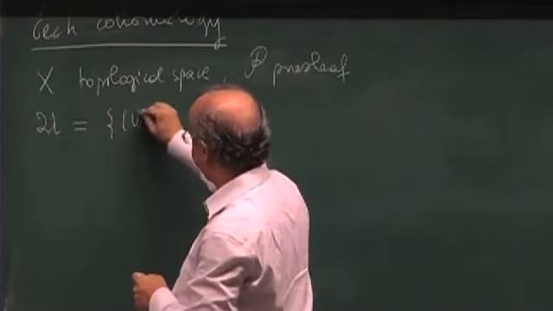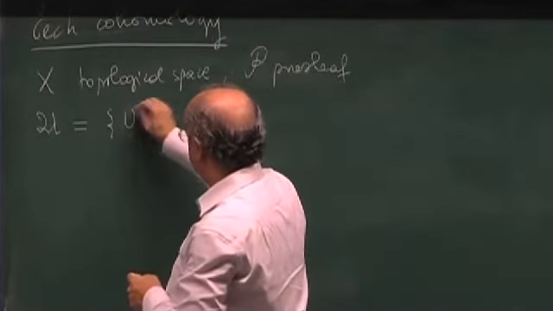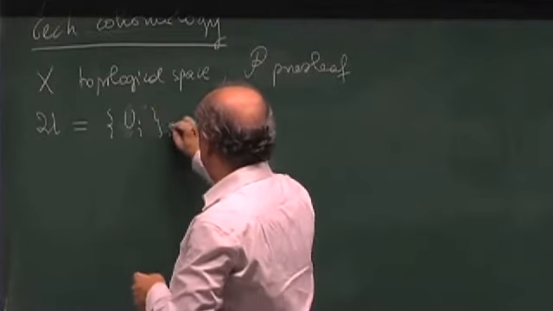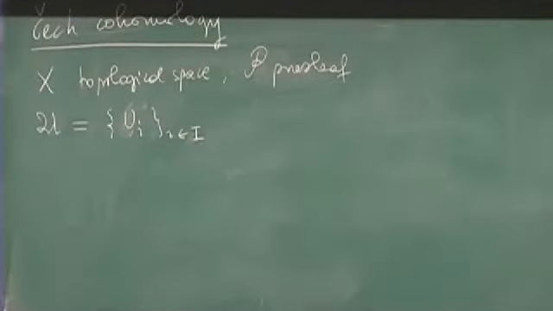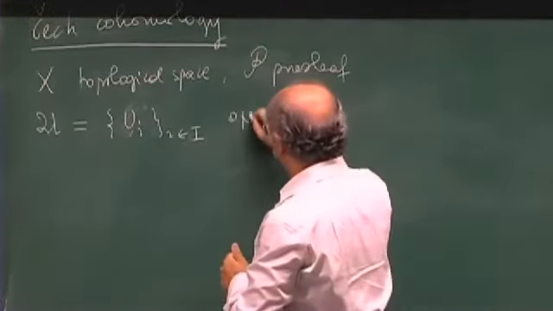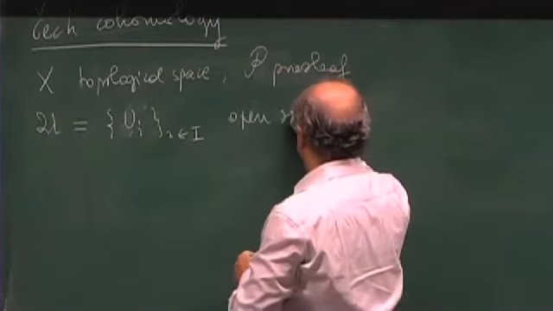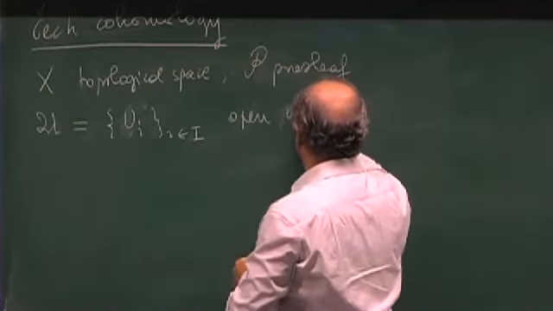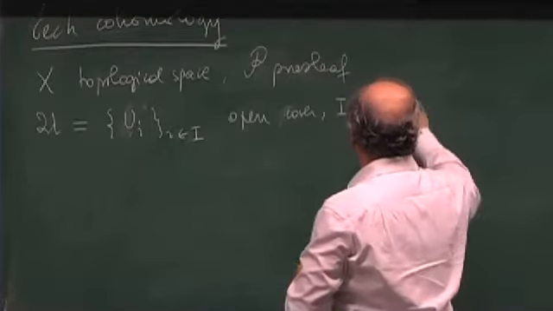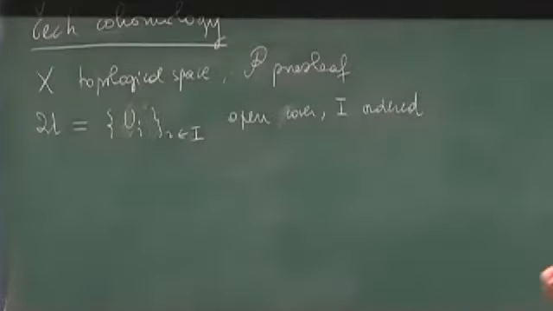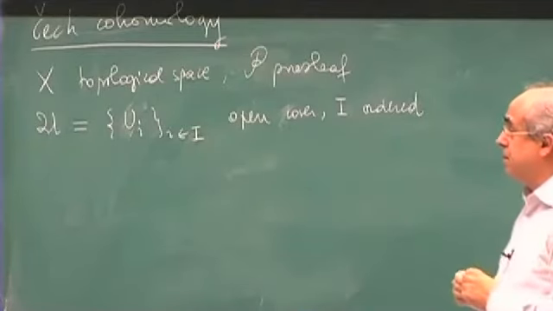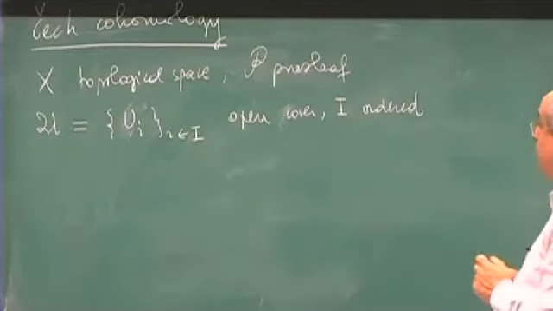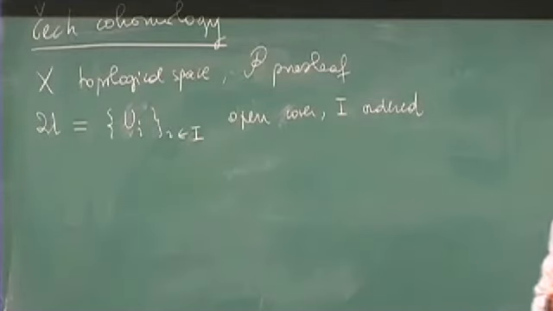So this will be something like this. We have an open cover which is labeled by some index set, and we assume this is ordered. Totally ordered. And then to define a cohomology, we know we needed to define a complex. And let me define the first few terms.